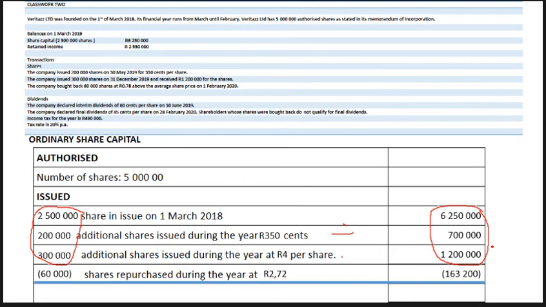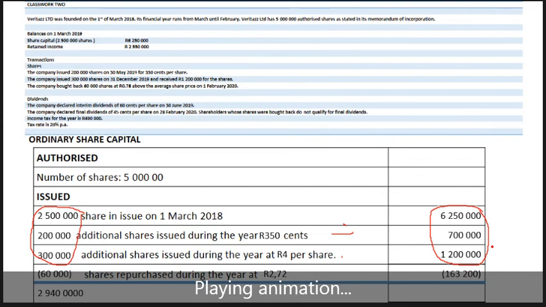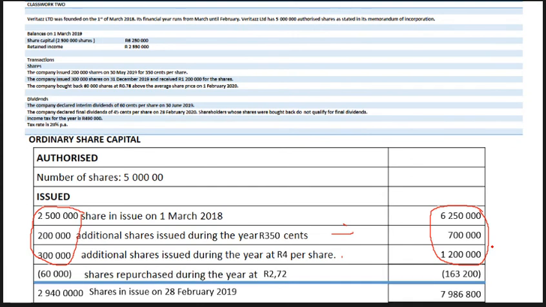you will get 163,200. You put it in brackets. Why do I put it in brackets again? Because the number of shares issued will decrease. Alright? At the end of the year, number of shares issued will be 2,940,000 and our share capital will simply be 7,986,800. Is everything correct?